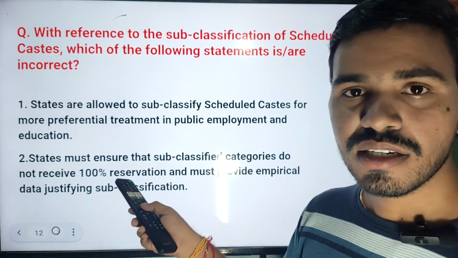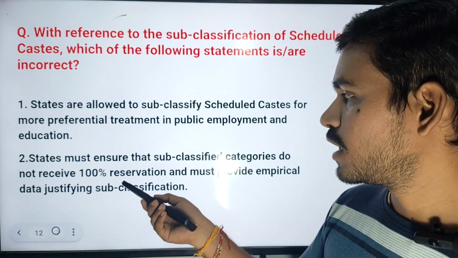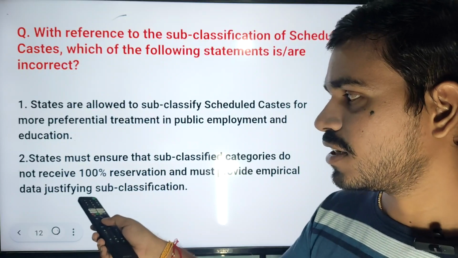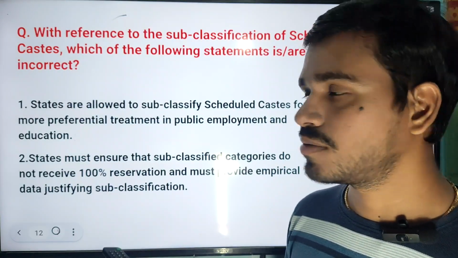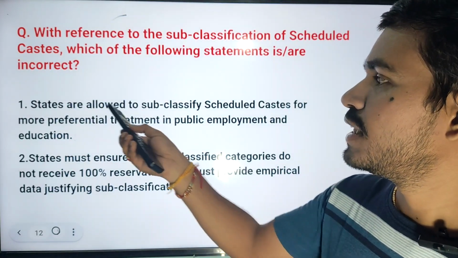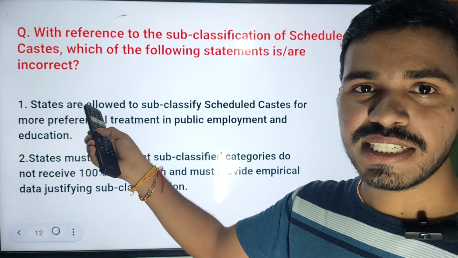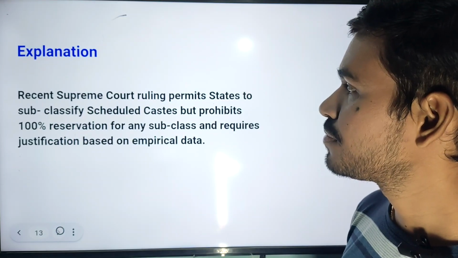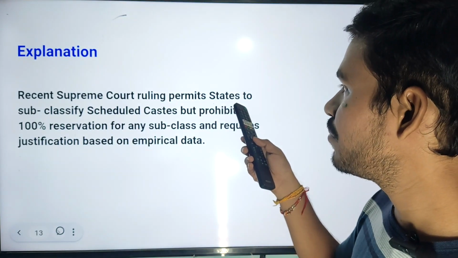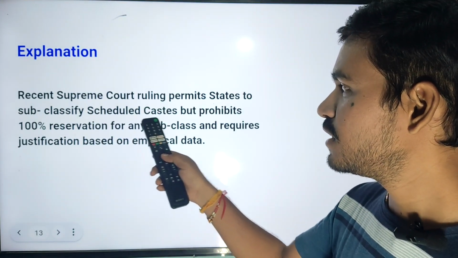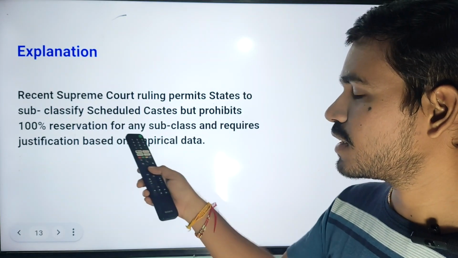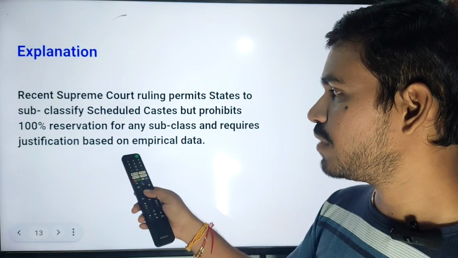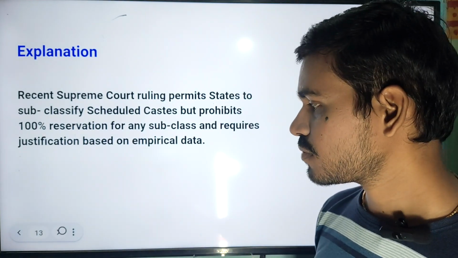Everyone need to get representation in their classifications, and also they provide empirical data to justify their classification. So it is the duty of states to divide the SC and ST into again subcategories. Next one, recent Supreme Court ruling permits states to subclassify scheduled castes but prohibits 100% reservation for any subclass and requires jurisdiction justification based on empirical data.